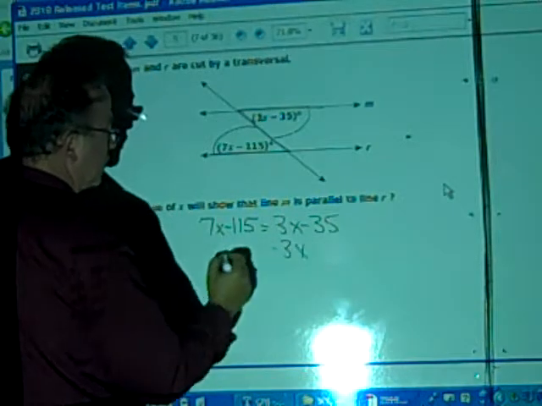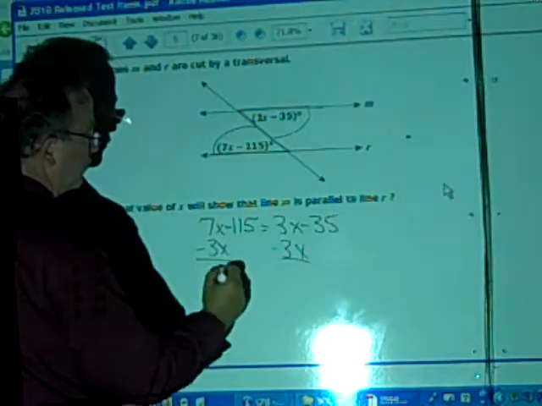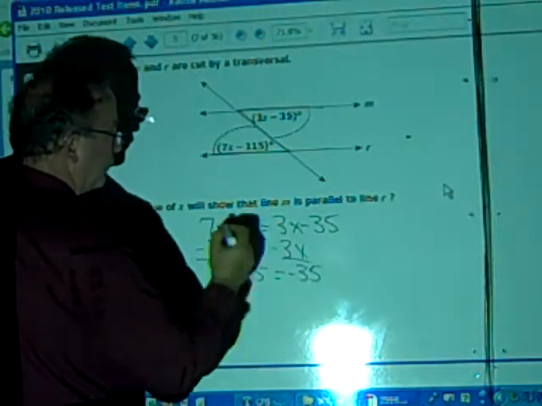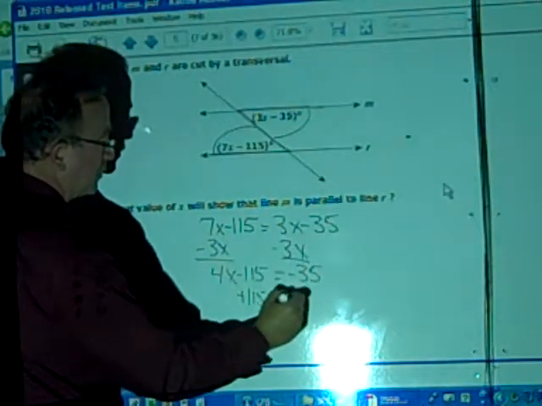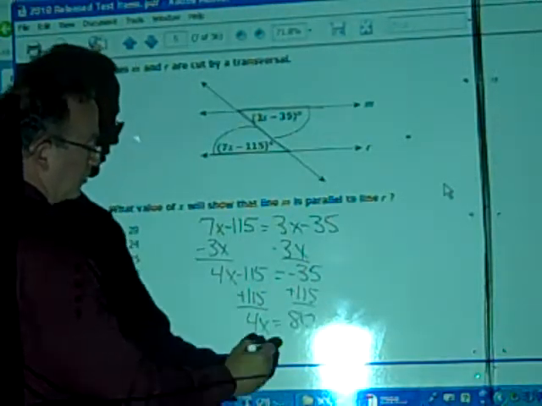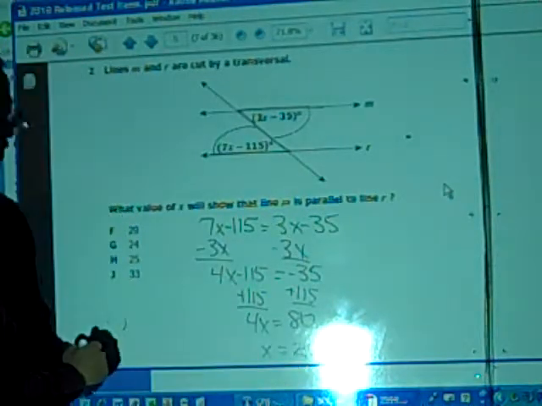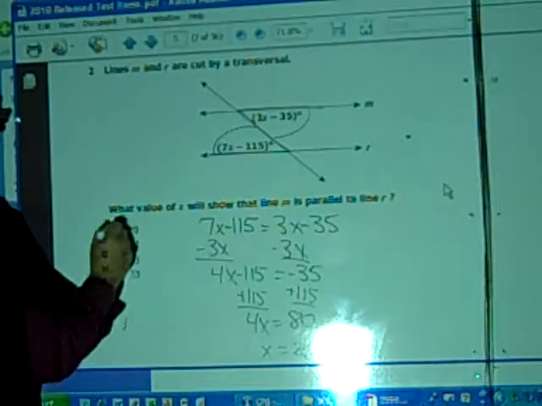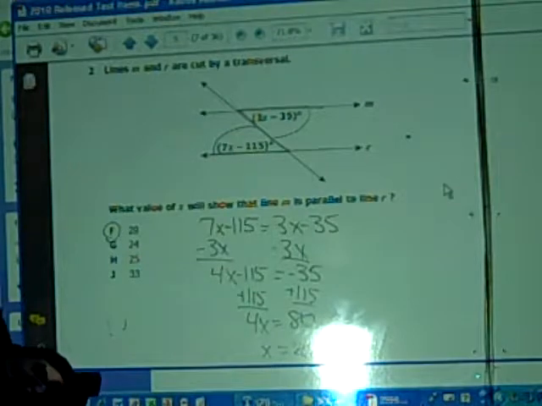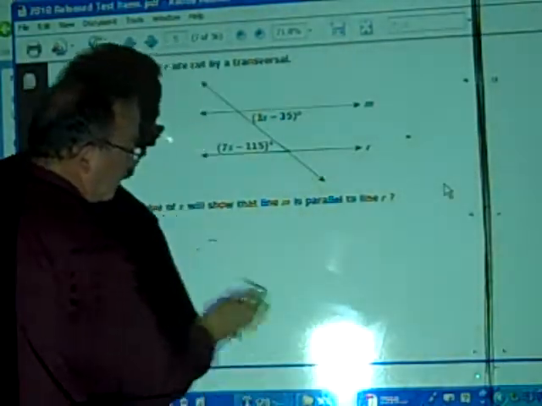We're going to subtract 3x from both sides. That gives us 4x minus 115 equals negative 35. We're going to add 115 to both sides. That gives us 4x equals 80. Divide both sides by 4, it gives us x equals 20. And is that what they asked us to find? What value of x? Yes, your answer is F. And that is number 2. Moving on.